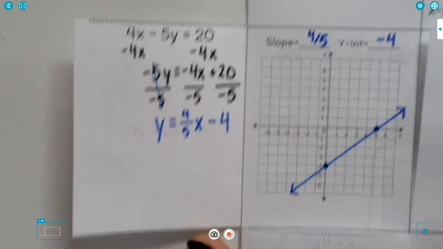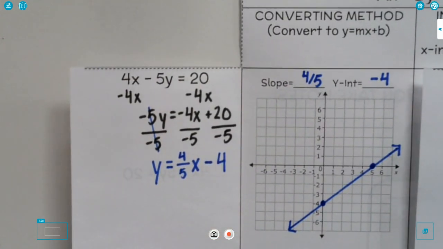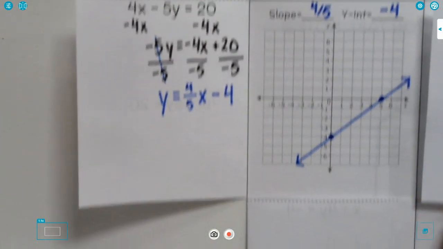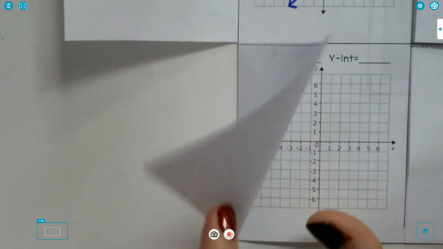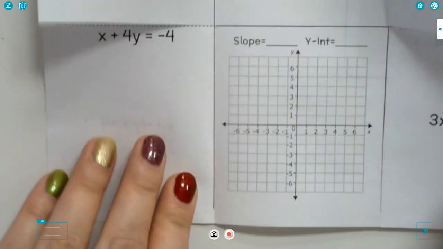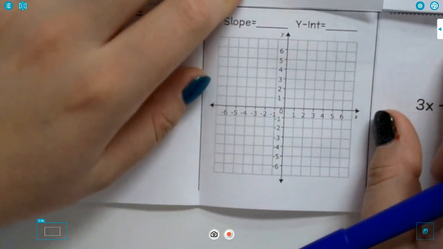So right now we're learning the converting method. We're converting to slope-intercept form. So moving down, we've got one more here that we are going to convert. It is x plus 4y equals negative 4. So I'm going to open this up, convert it inside.